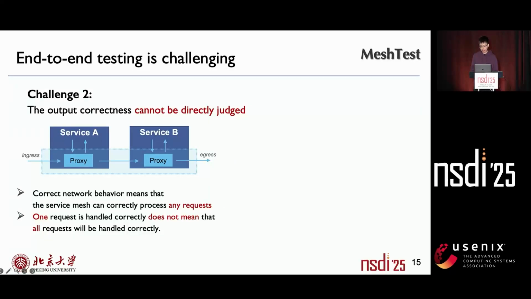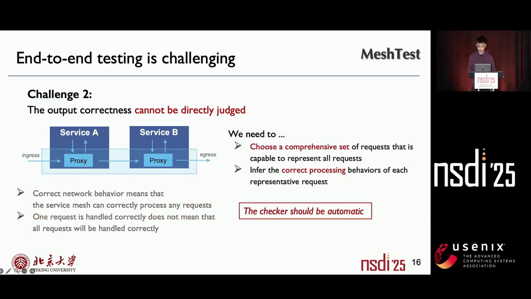The second challenge is correctness checking. The output of service mesh is some abstract network behaviors, which cannot be directly checked. What we can do is to check whether one request is handled correctly or not. But the correctness of the holistic network behavior requires the system to process any request correctly. So we need to choose a finite and comprehensive set of requests, which is representative of all the requests. After that, we need to infer correct processing behaviors of each representative request. Most importantly, the checker should be automatic, since it needs to check a lot of test inputs.